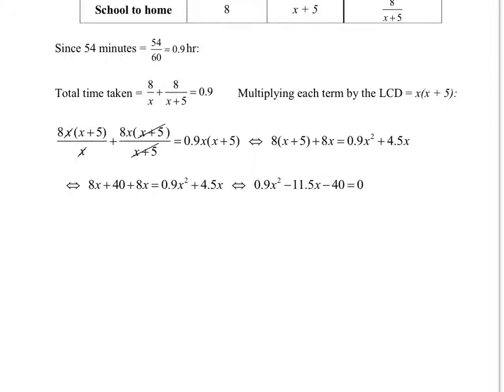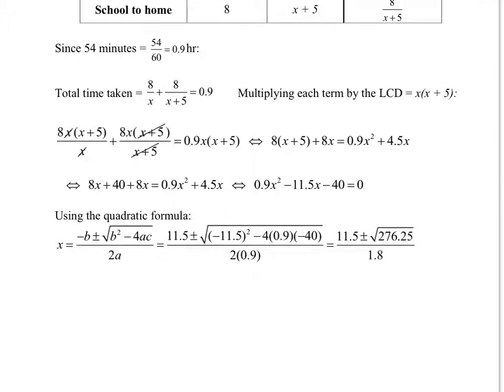Now I guess you could try to factorize that, but that's going to be very difficult. The easiest way to deal with that is usually to try to solve it using the quadratic formula. So that's your x equals minus b plus or minus the square root of b squared minus 4ac, all over 2a. In our example, we have a equals 0.9, b equals negative 11.5, and c equals negative 40.